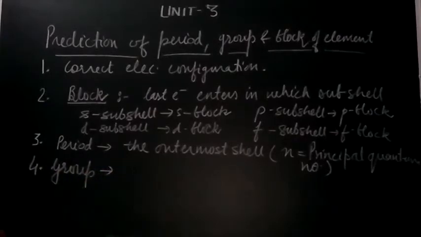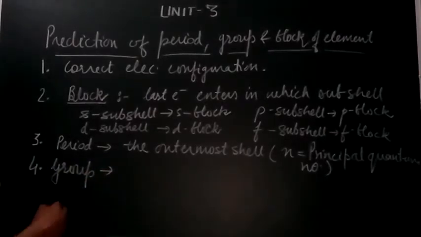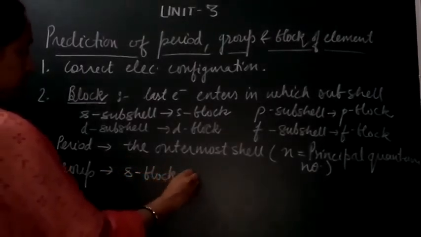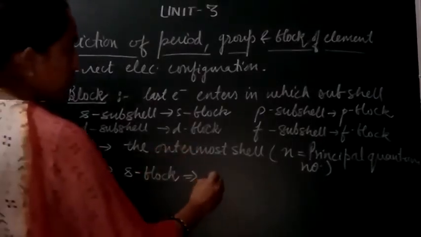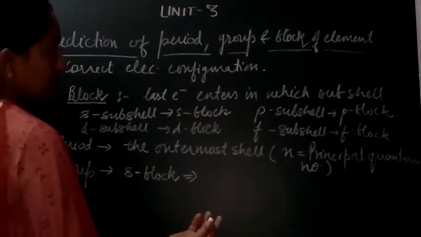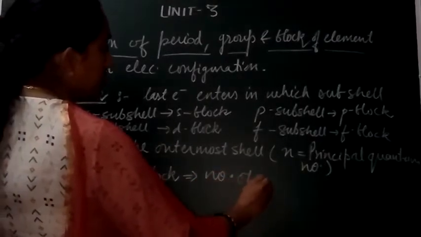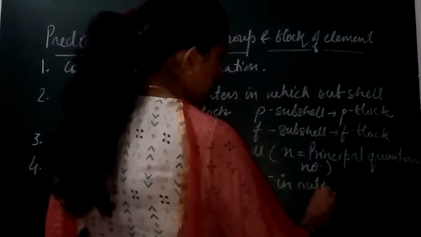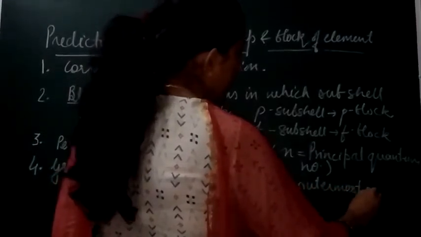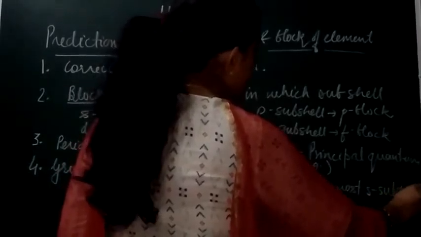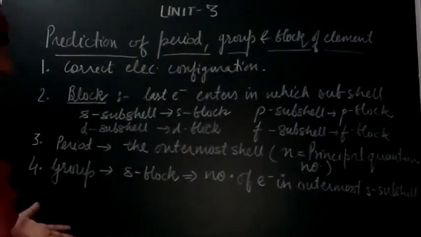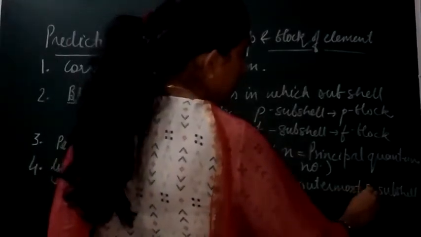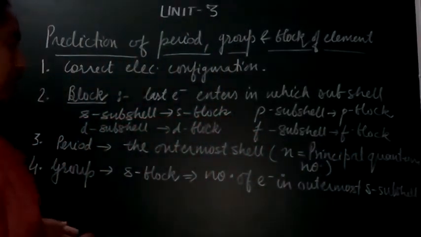Now students, to identify the group, for the S block elements, we are just going to count the number of valence electrons in the outermost S subshell. Why do we say outermost? Because that is the one which is filled last. How many electrons will be present in the S subshell? For example, if we have sodium.